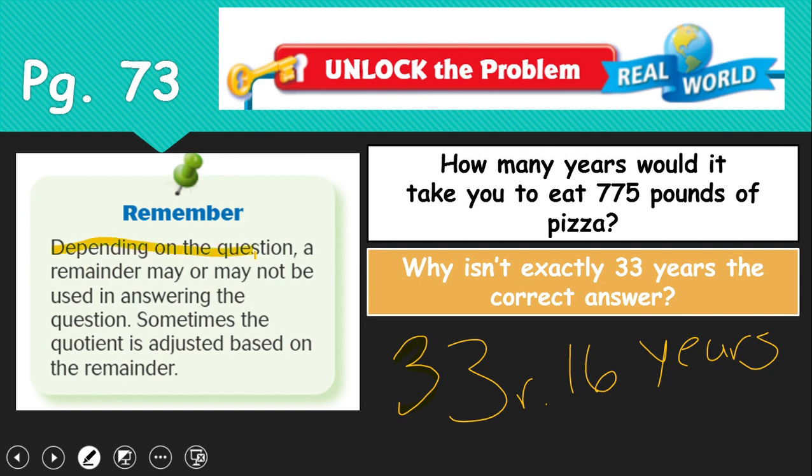So that's important depending on your question right here. Depending on your question, a remainder may or may not be used in answering the question. Sometimes the quotient needs to be adjusted based on the remainder. We'll talk more about that, but sometimes you'll have to round up and make it 34 years. In this case, we could say it's going to take us about 33 to about 34 years to eat 775 pounds of pizza.